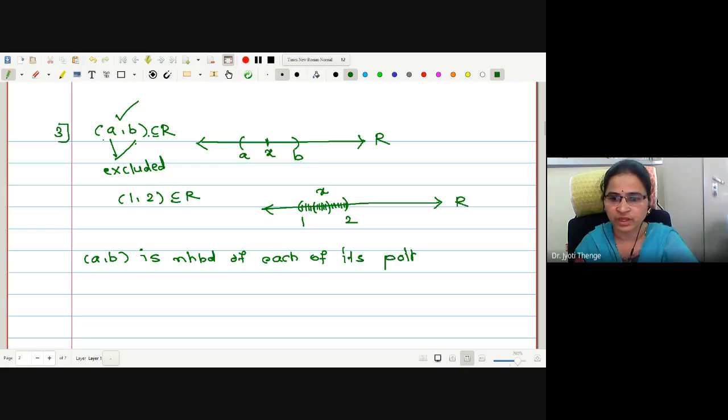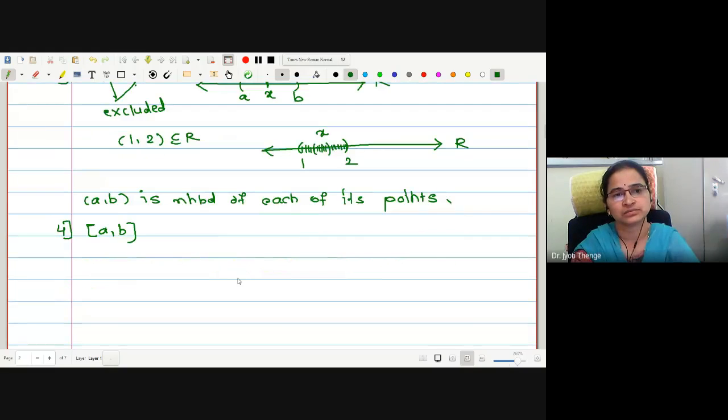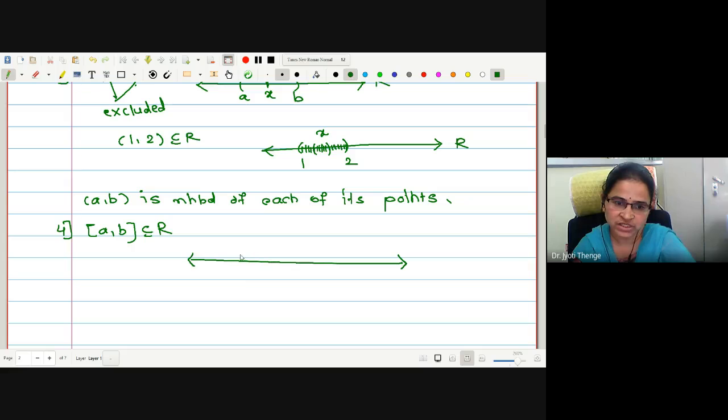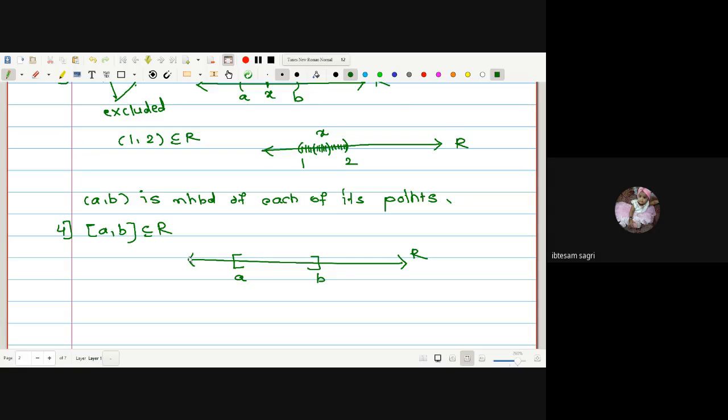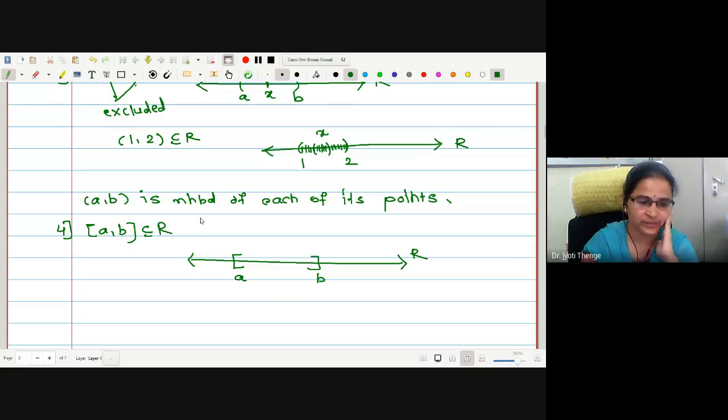Correct. Now let me change my question from open interval to closed interval. Now tell me the answer. What change have we made? No doubt this is the open interval subset of R. Now what I have made the change? I have taken closed AB. What is the meaning of closed AB we have discussed? A and B are included. Yes, included. Now tell me whether this closed interval AB is neighborhood of each of its points or not. Yes, it is. Sure?